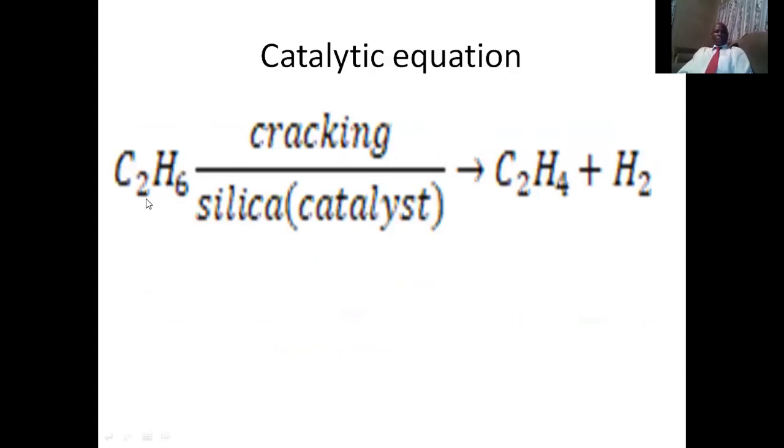So we have two carbon atoms on one side and two carbon atoms on the other, and we have 6 hydrogen atoms, and on the other side we have 4 plus 2, which is 6. So this is the process of catalytic cracking, which is for ethane.